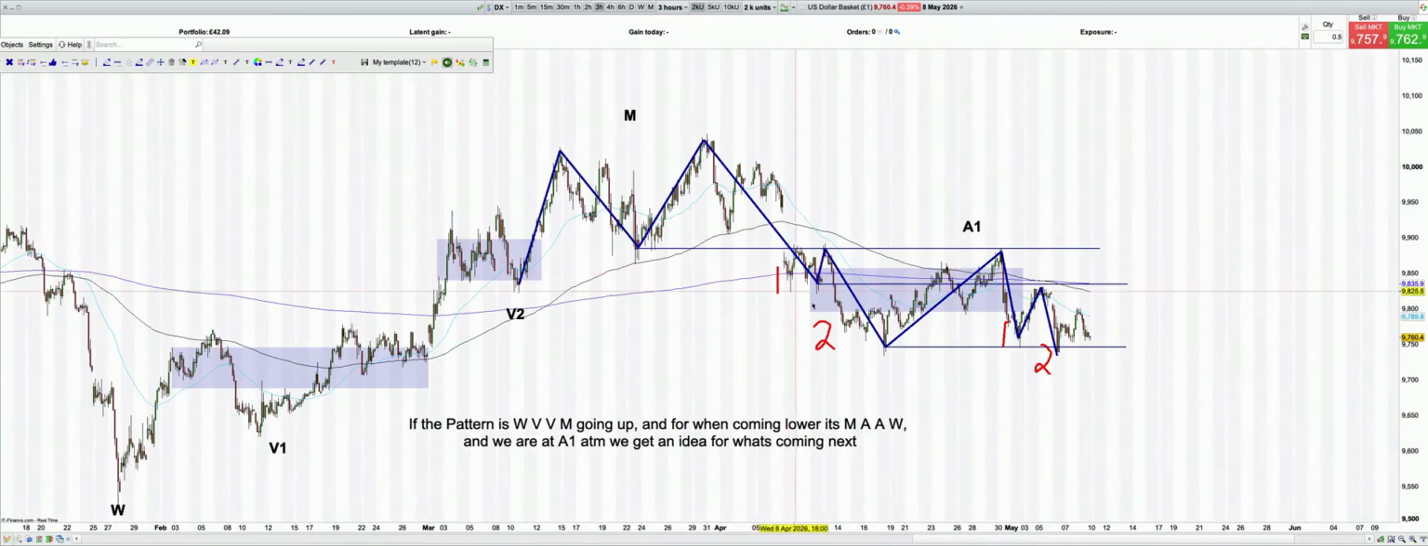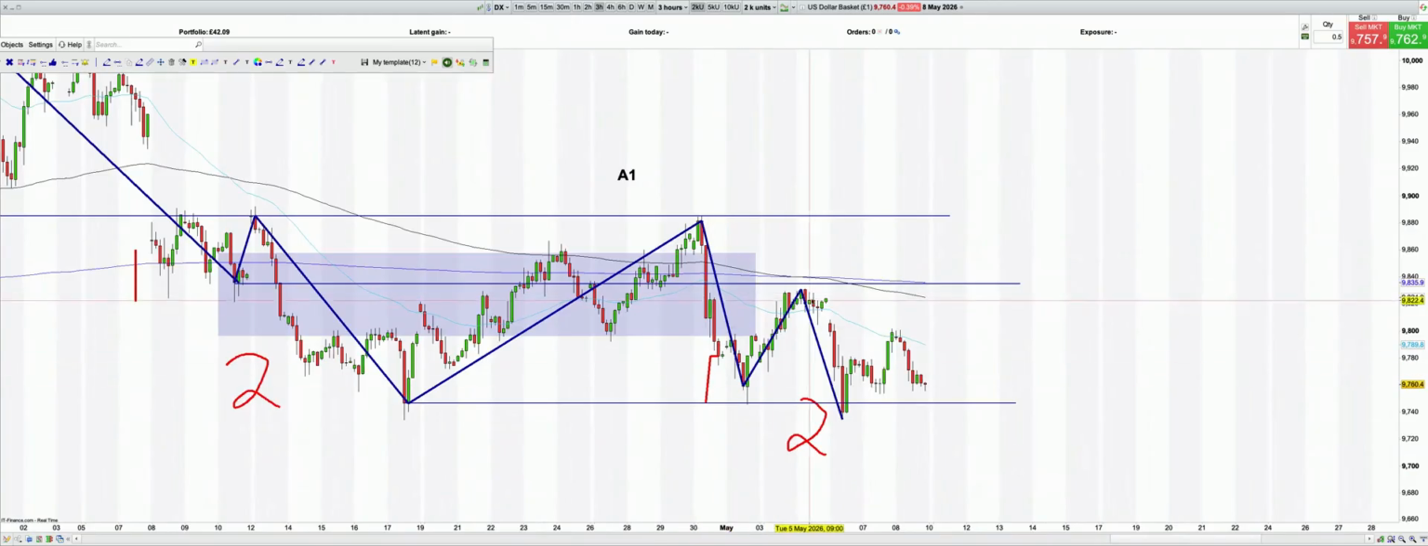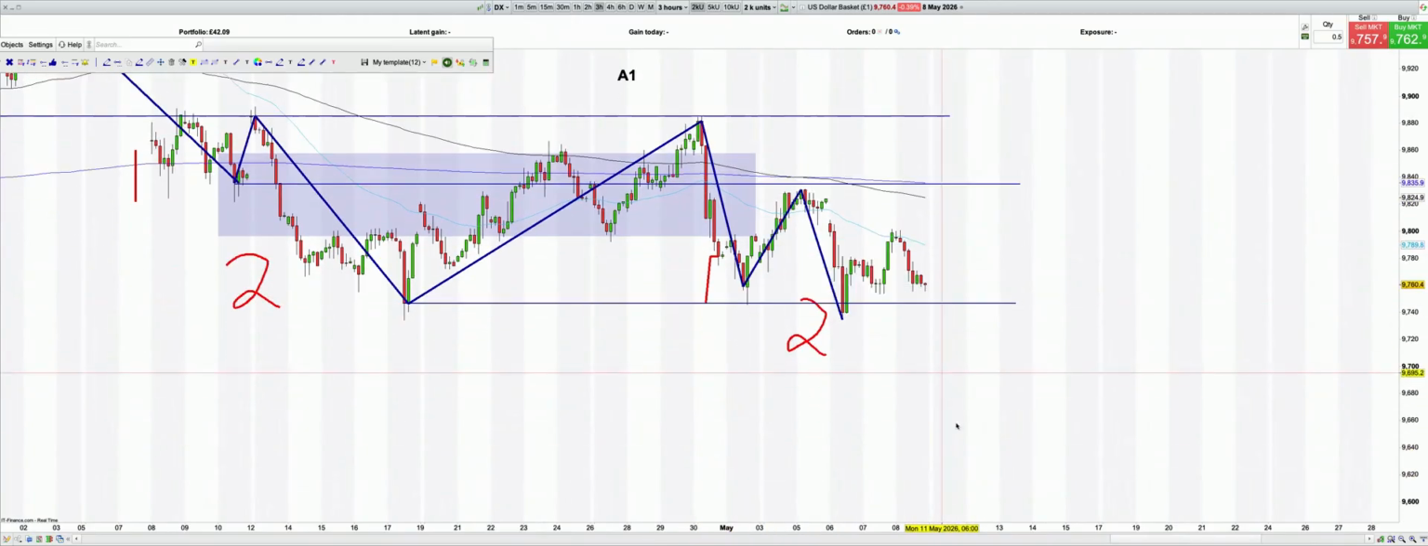We've had the M. We've got push 1, push 2, waiting for push 3, but ultimately this is 1. And we're starting to make structure within 1. Look at this. 1, 2. What are we waiting for? We're waiting for the break of the lows.